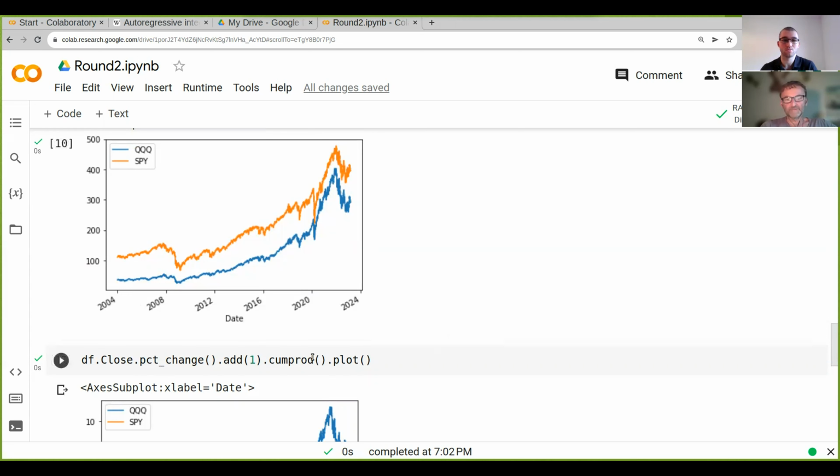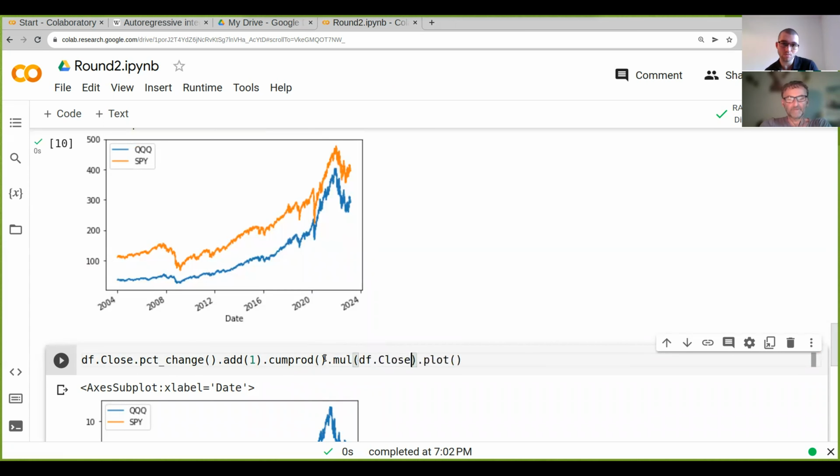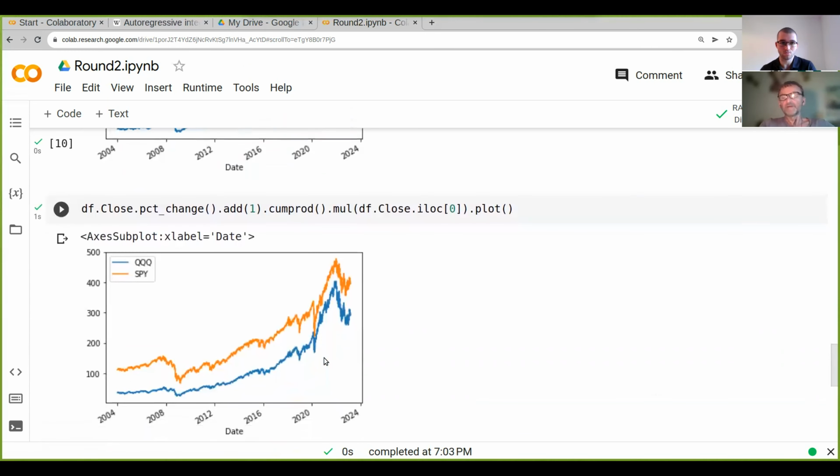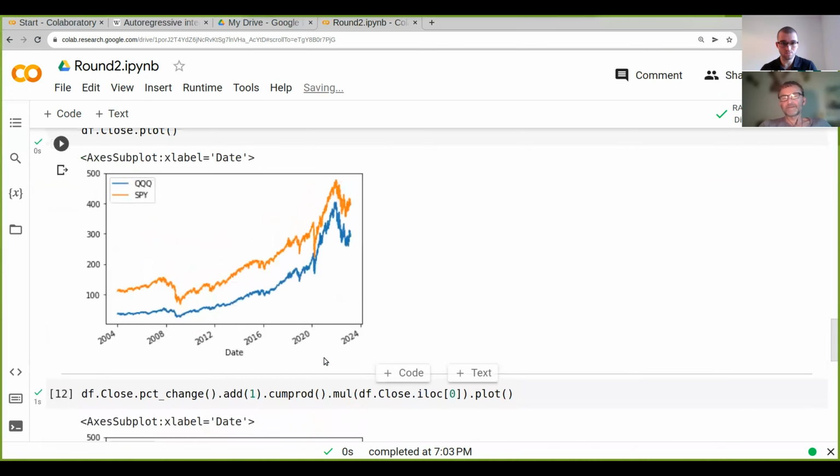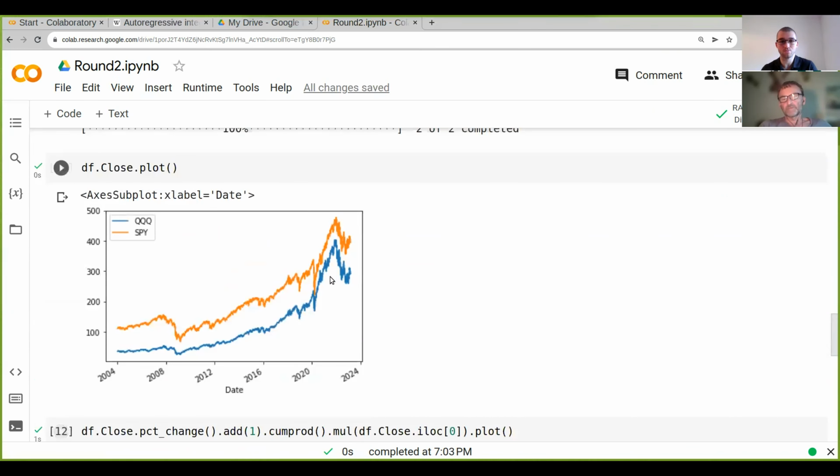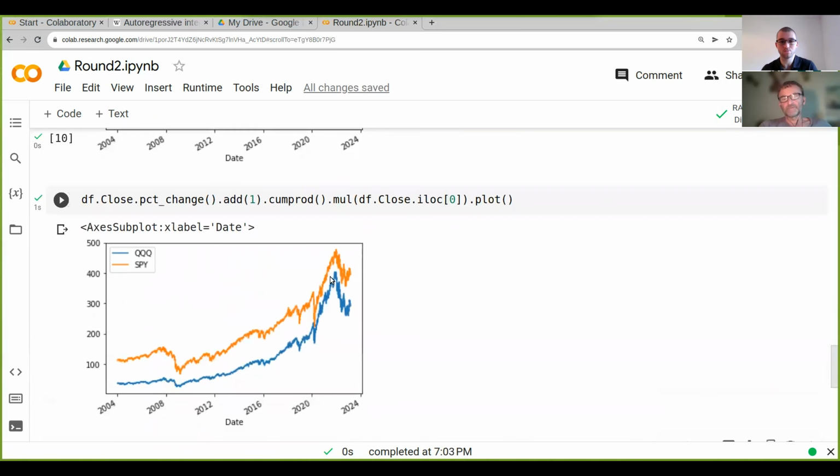You could actually do this, and I need to wing this a little bit. We could multiply this by df.close.iloc of 0. See? Can you see now they're perfectly aligned? The reason why they were different before is because we used different starting points. And when you use different starting points at the beginning, then they're different.